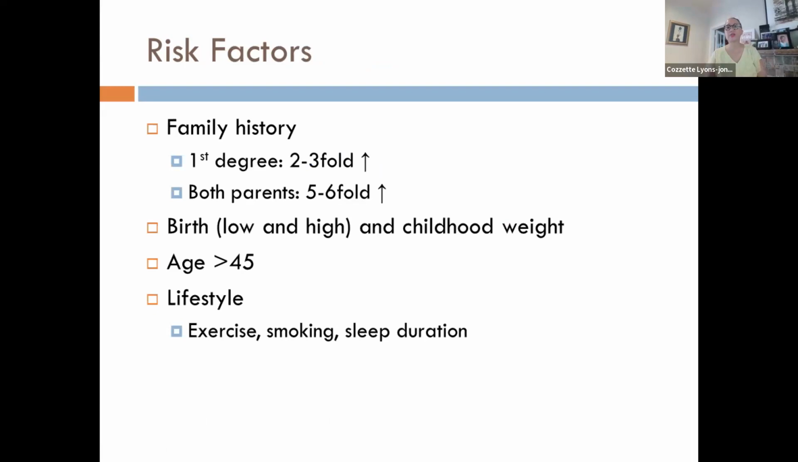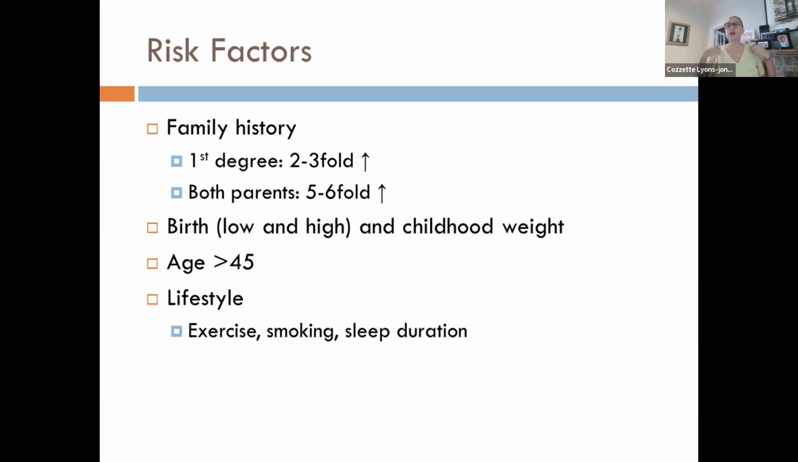When we look at other risk factors, we have family history. So if your mom or your dad, brother or sister has it, you have a 2 to 3-fold increased risk of developing diabetes. If both of your parents have it, it almost doubles to a 6-fold increased risk. Your birth weight, it's a U-shaped distribution, meaning very low birth weight babies and the other extreme, high birth weight, big babies, are at increased risk of developing diabetes later in life.